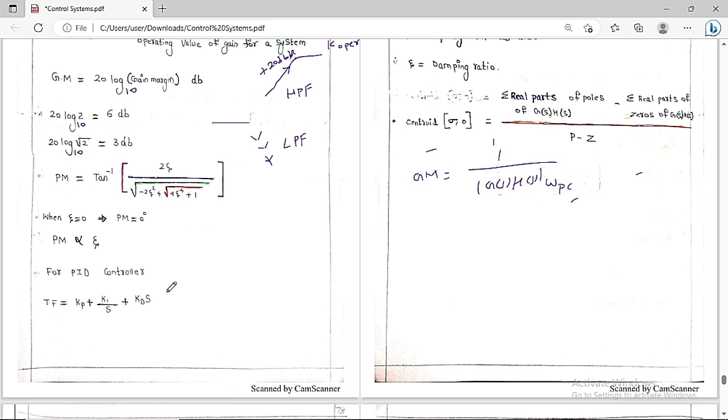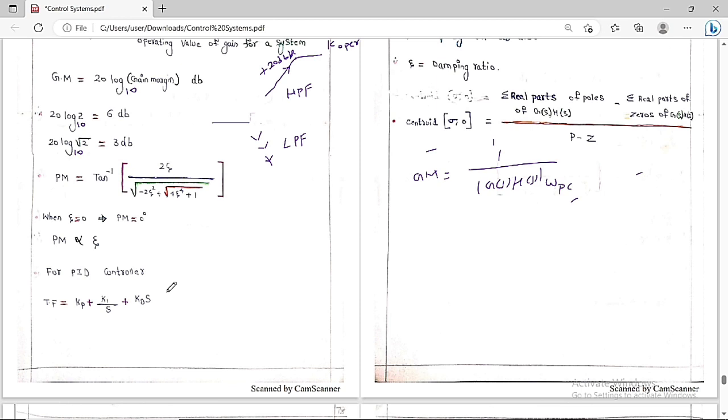What is the phase margin formula? Phase margin is equal to tan inverse of 2 zeta divided by under root of minus 2 zeta square plus under root of 4 zeta to the power of 4 plus 1. So this value you always have to keep in mind.